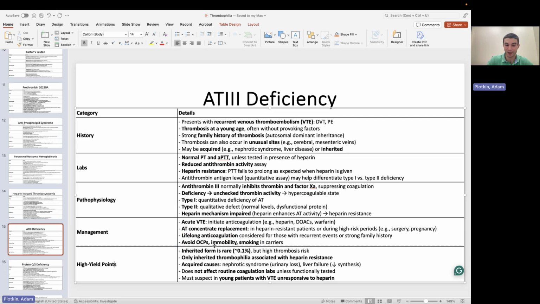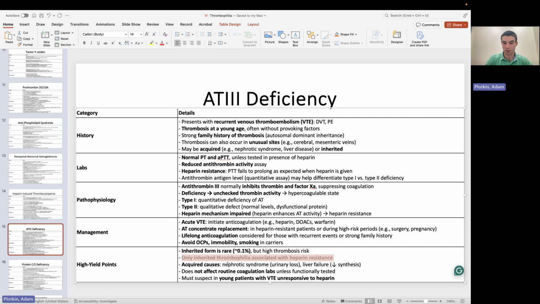Inherited antithrombin 3 deficiency is extremely rare. It's the only inherited thrombophilia with this heparin resistance, right? Given the mechanism, we lose antithrombin 3. That is the whole mechanism of heparin. Heparin is supposed to enhance and activate antithrombin 3. If we don't have antithrombin 3, heparin can't work.